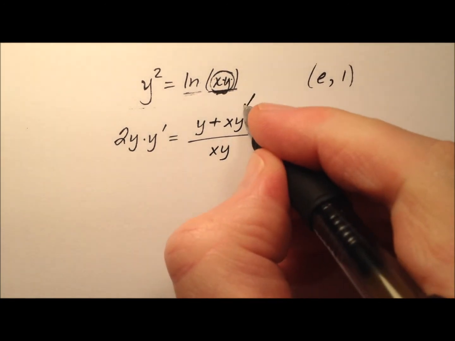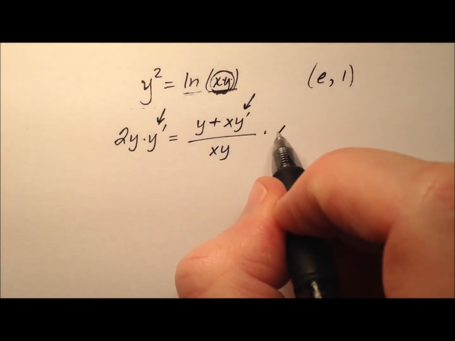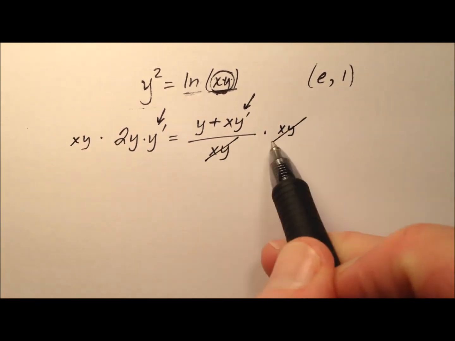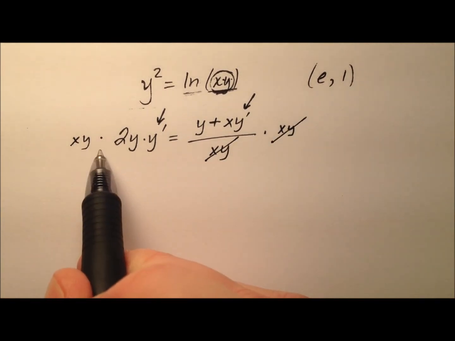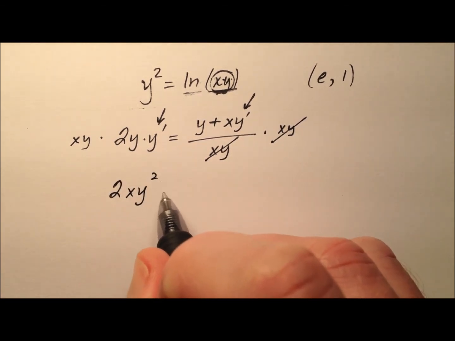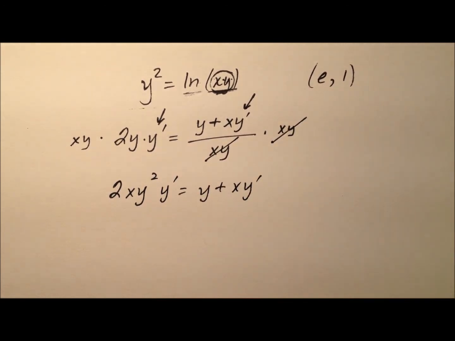So here's what this will look like for our first step. I notice I have y prime in a couple of places on opposite sides of the equal sign. So I need to maneuver a little bit to get the y prime terms together and the non-y prime terms on the other side of the equation. Let's start by multiplying both sides by xy. So that will cancel here, and on the left side, I'll end up with 2xy squared y prime equals y plus xy prime.